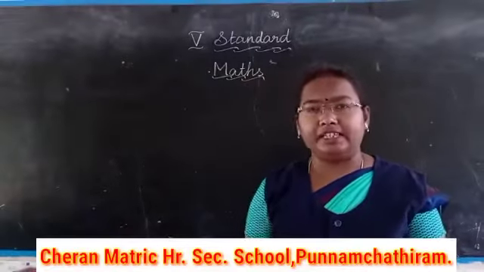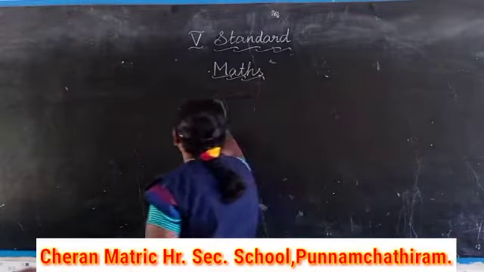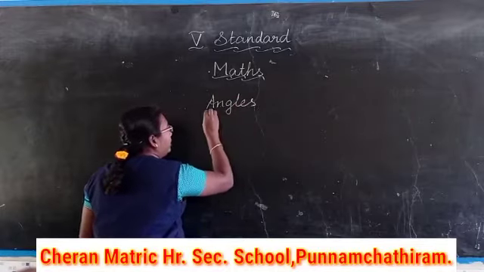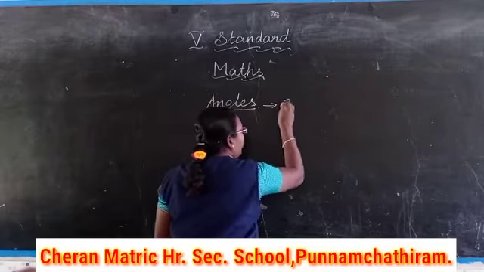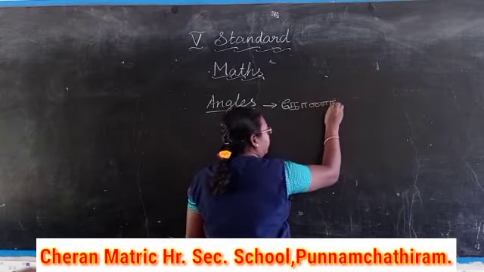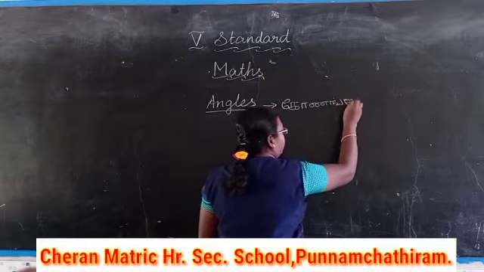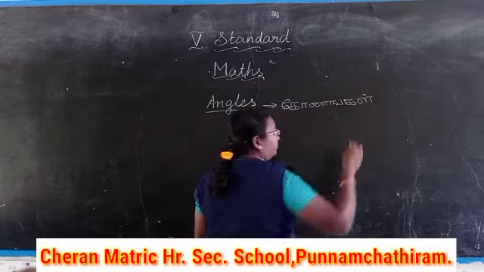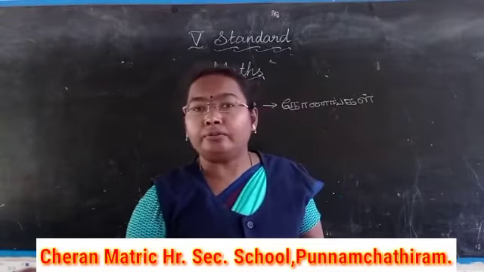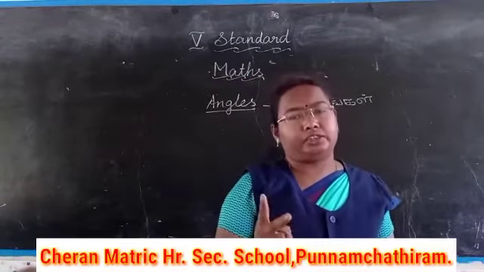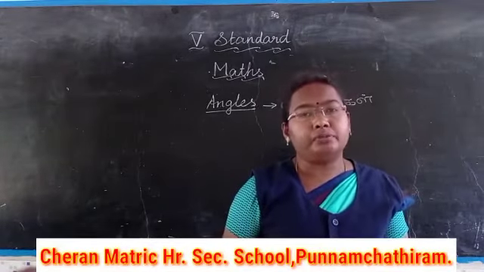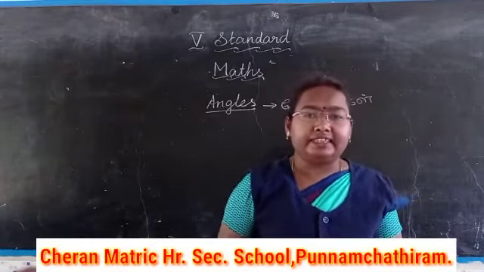Next topic is angles. What is meant by angles? An angle can be formed by two line segments, always diverging from a common point called the vertex.